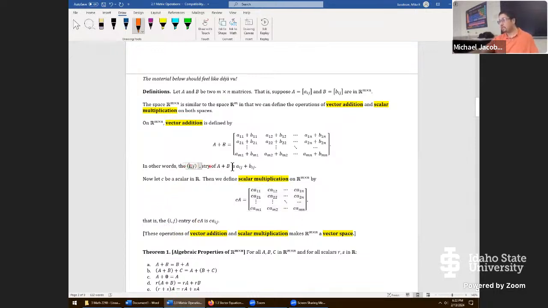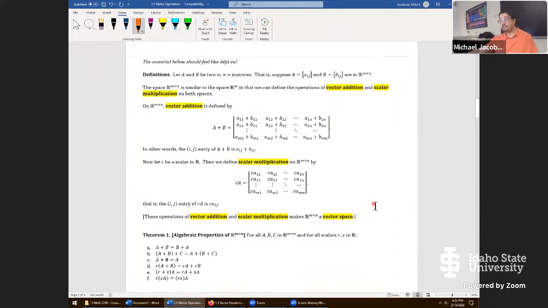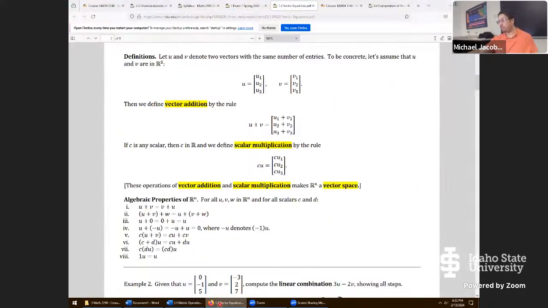So in other words, the ijth entry of A plus B is just add those entries, Aij plus Bij. The ijth entry of C times A is just C times Aij. And that makes R m by n into an honest to goodness vector space now. So we have interesting vector spaces to take a look at. Just like in the last section, in 1.3, once you have a vector space, there are some properties from vector spaces that you can use and take advantage of.